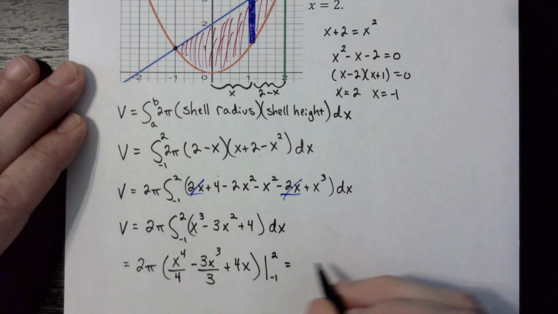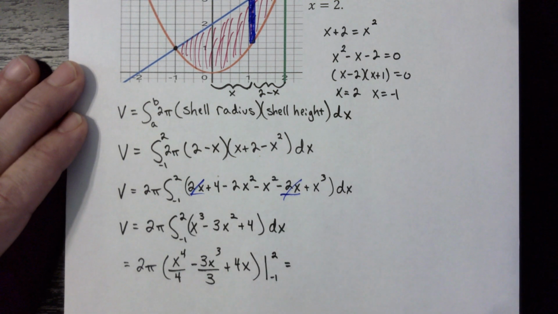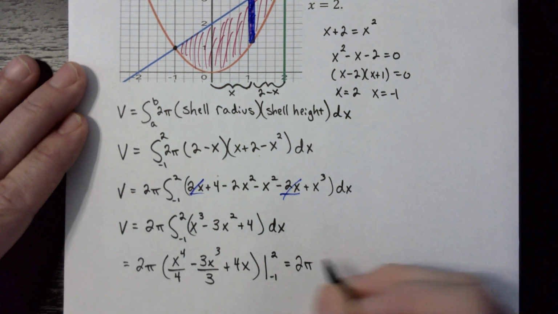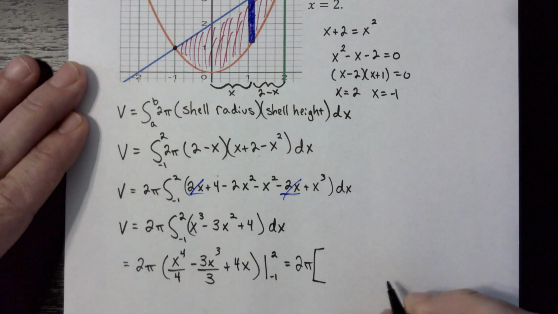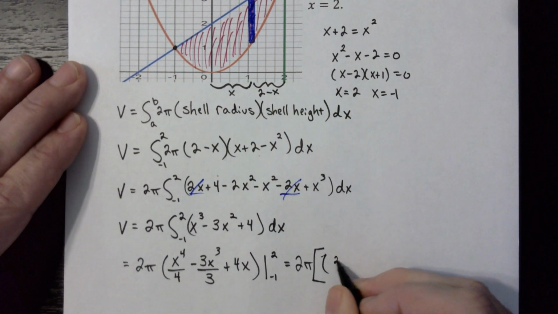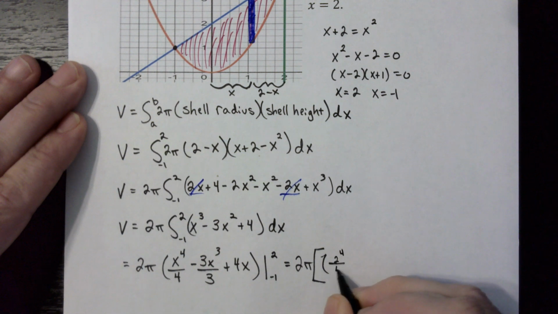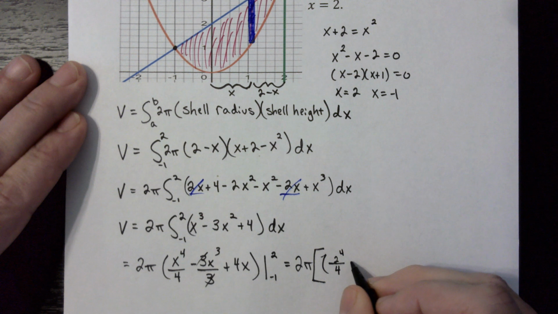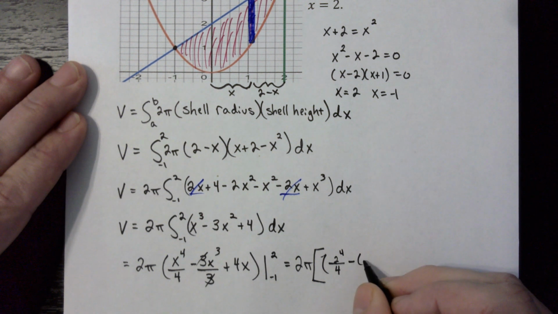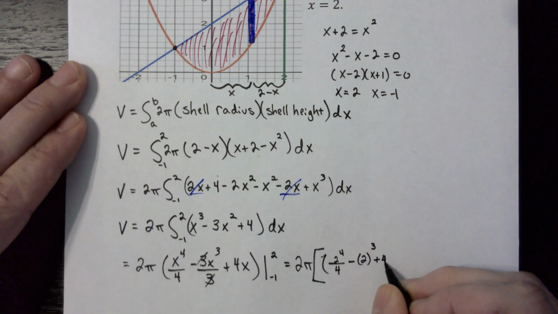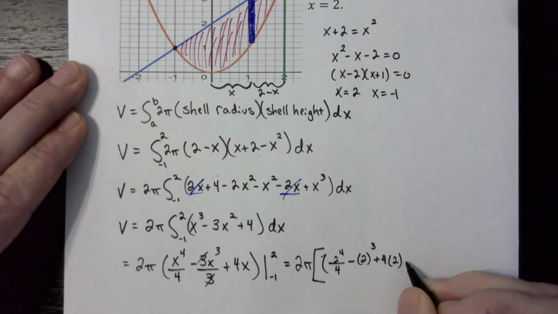And actually, let's go ahead and integrate. Let's go ahead and evaluate our limits. So we'll plug in the 2. Leave the 2 pi out front. Here's a bracket, and here's my first parentheses to plug in the 2. So it'll be 2 to the 4th over 4. Let's cancel those 3's out. So it'll just be -x cubed. So minus 2 cubed. And then plus 4 times 2. Okay, there's the first parentheses.